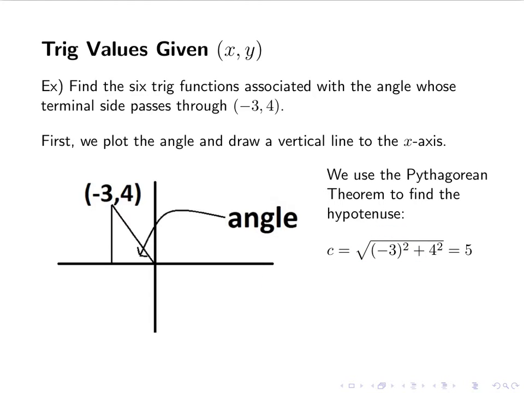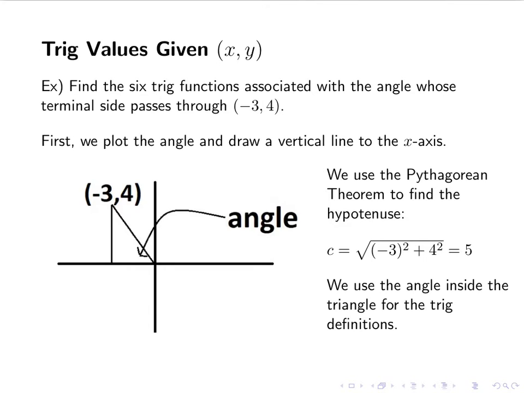Okay, so if we do that out, we should get 5. So c is 5. And then again, just to reiterate, we're going to use the angle that's inside the triangle that is near the origin.